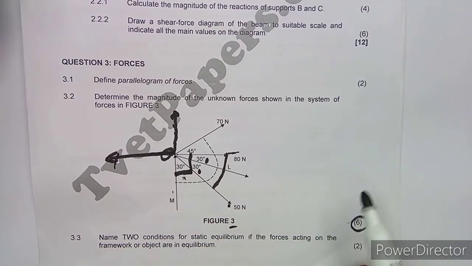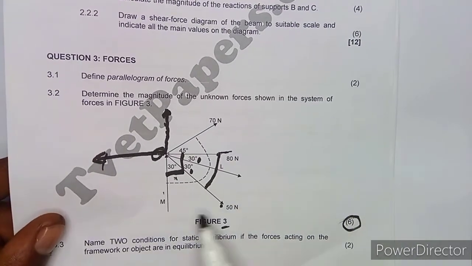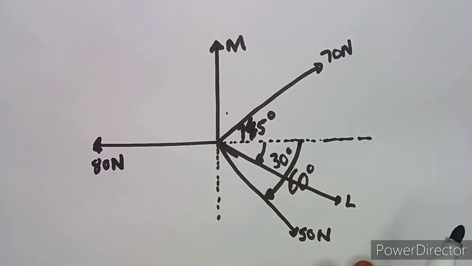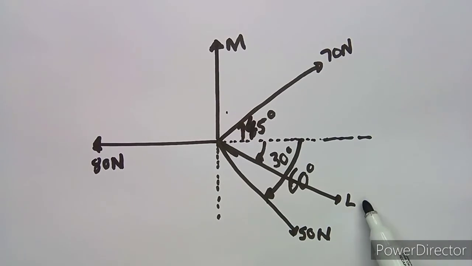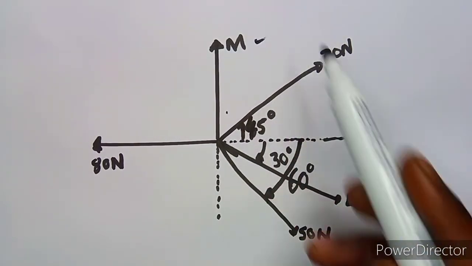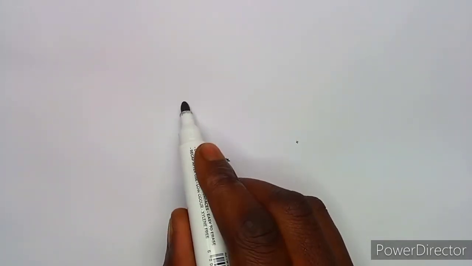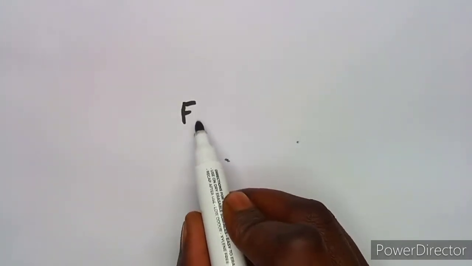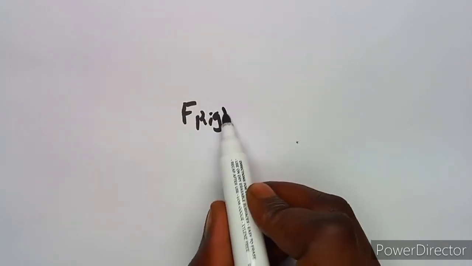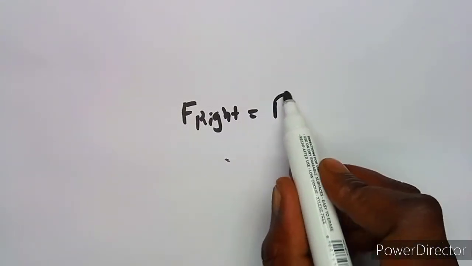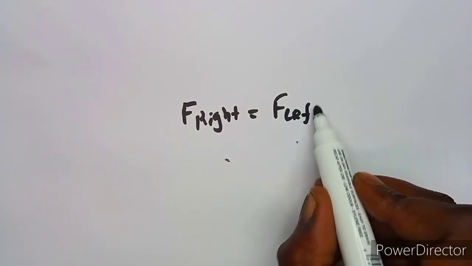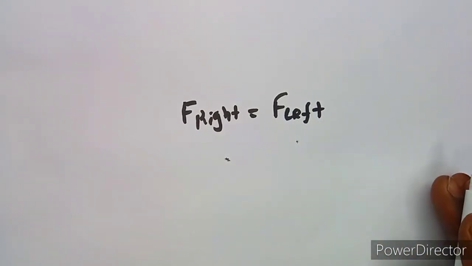Okay, so once you know this concept, it's now easier for us to calculate the value of L and the value of M. All right, so how are we going to do this? Okay, I'm going to start with this concept. We know that whenever you are working with forces, the forces that you have to the right should be equal to the forces that you have to the left. So F right is equal to F left. We can formulate an equation from that.